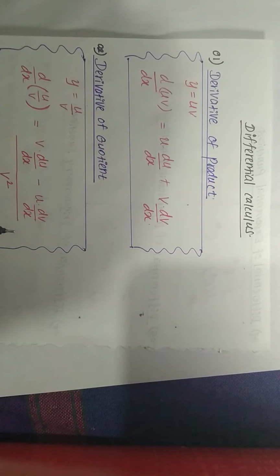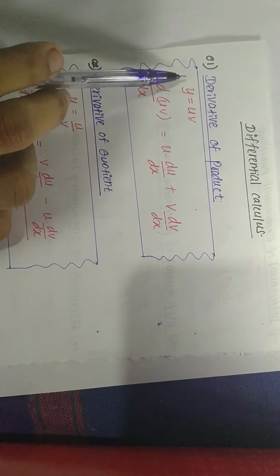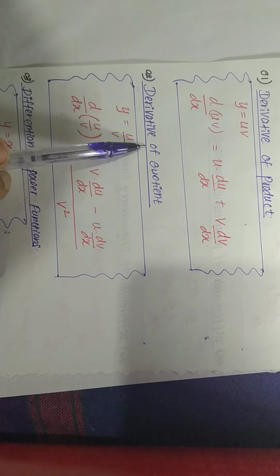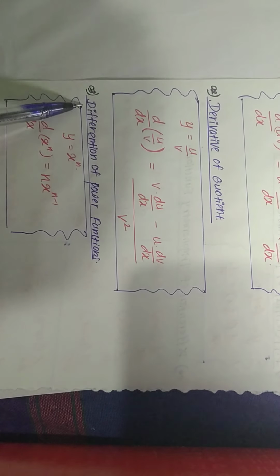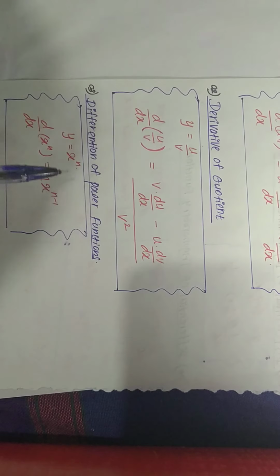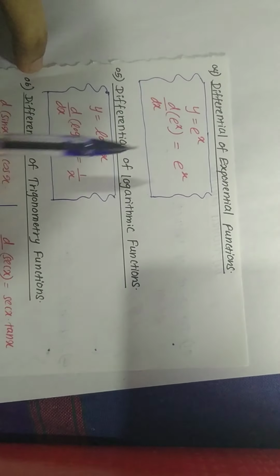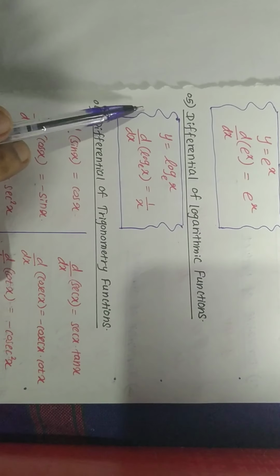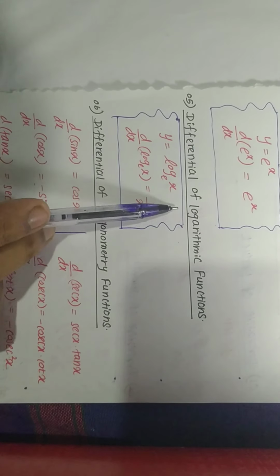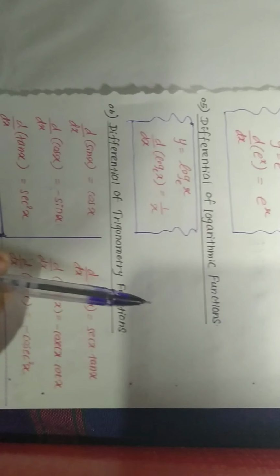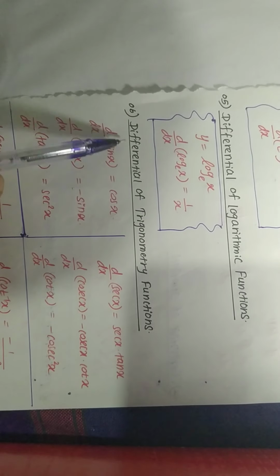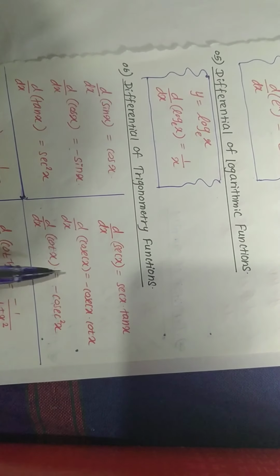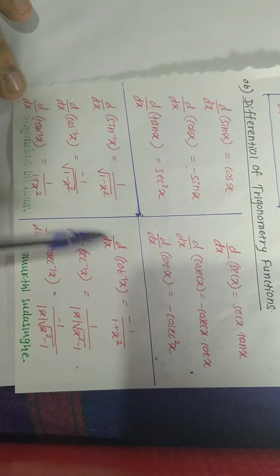This is the differential calculation. First, the derivative of a product; second, the derivative of a quotient; third, the differentiation of power functions; fourth, the differentiation of exponential functions; fifth, the differentiation of logarithmic functions; sixth, the differentiation of trigonometric functions: sine, cos, tan, sec, cosec, cot, and the inverse functions.